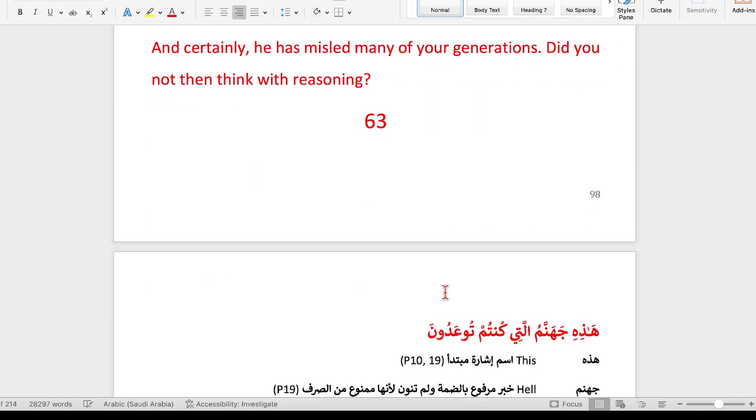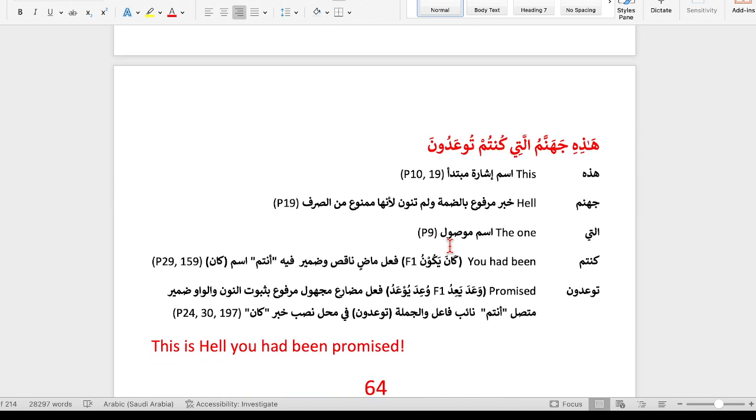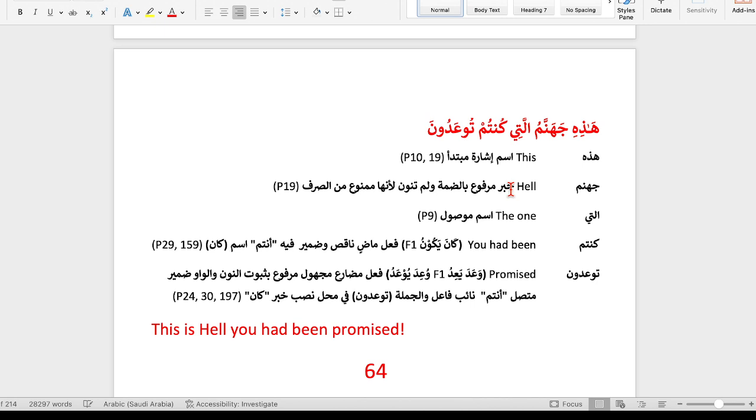So verse number 63: hazihi jahannamullati kuntum tu'adun. Haza or hazihi is actually ismu ishara lil qareeb, that comes for the near things. Haza is masculine, hazihi is feminine because of this ha. And why feminine? Because jahannam is feminine. So hazihi ismu ishara mubtada. Jahannam is walam tanawwan li'annaha mamnu' min as-sarf, because this is prohibited.